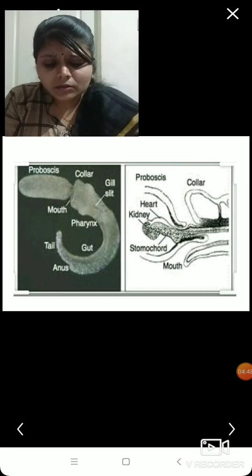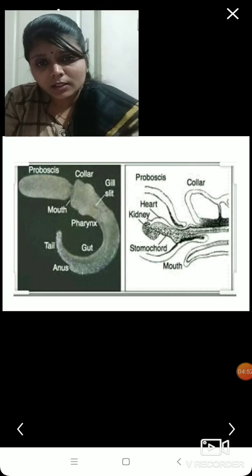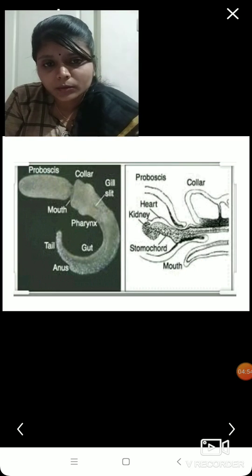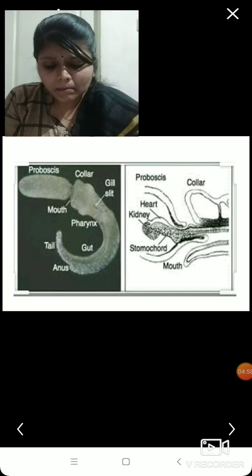Then that lies in the ventral region. In this you can't see, because this is the dorsal view. The ventral view, which I'm showing you here, consists of the mouth.